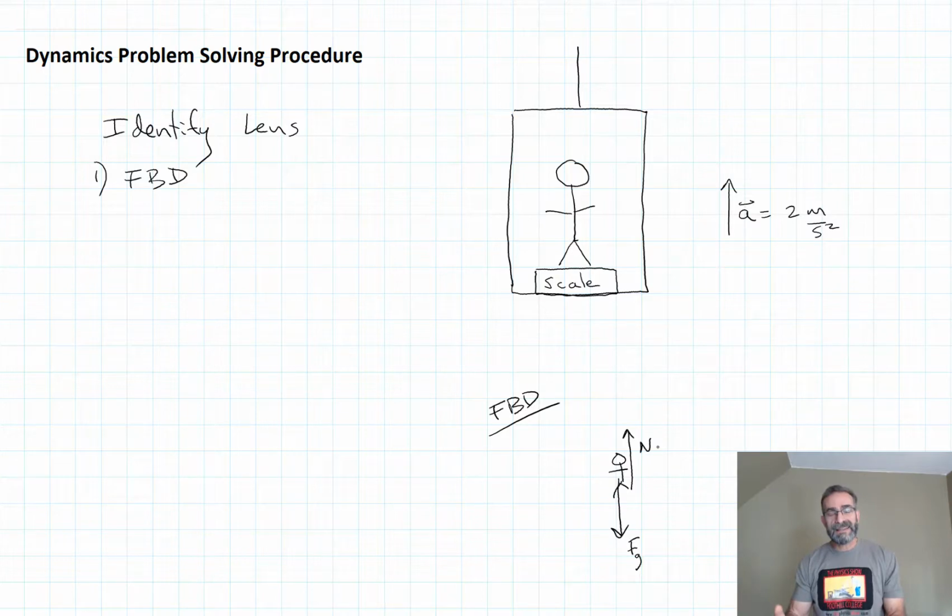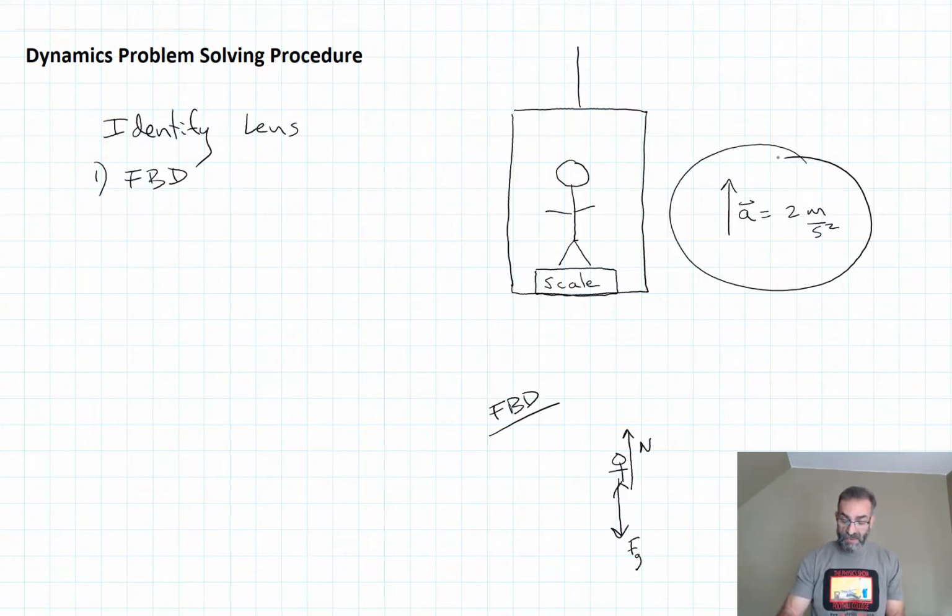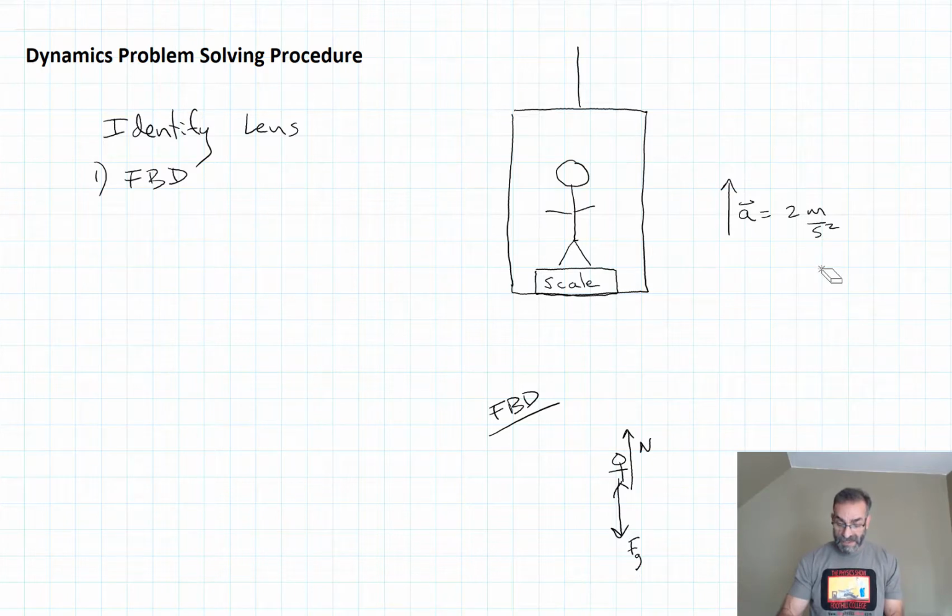If you can, you want the length of your vector to be proportional to the magnitude of the force it represents. Did I draw these correctly? I did not, because I know the acceleration is upward. That means there has to be more force in the upward direction than down. And I drew my force of gravity bigger than my normal force. So I'm going to correct that now.